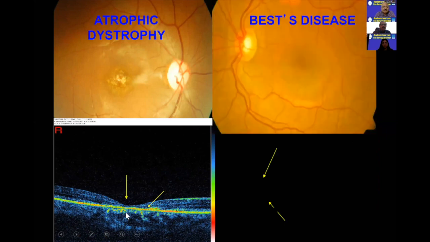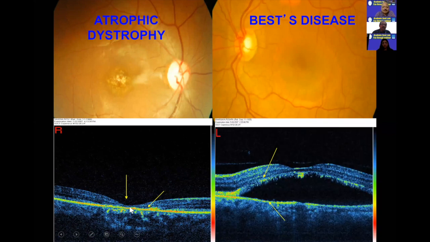Another patient of atrophic macular dystrophy. Again, the fovea is thin here, and you can see changes in the RPE, irregularity in the RPE, and there is loss of ellipsoid zone and external limiting membrane here. This is a patient of Best disease. You can see this blister kind of appearance and some vitelliform material here inferiorly. In Best dystrophy, you can see the separation of anterior and posterior RPE in this patient.